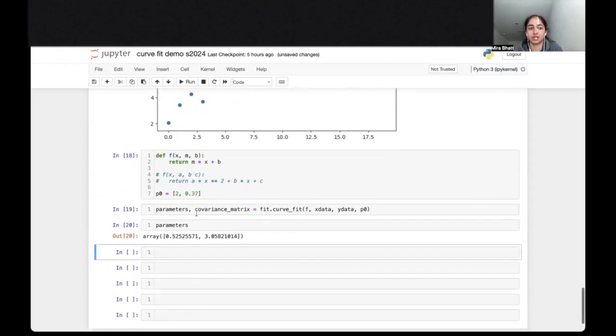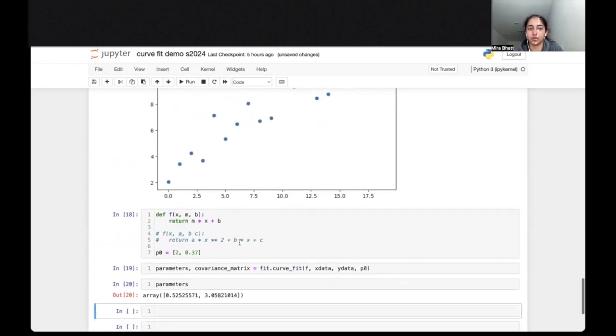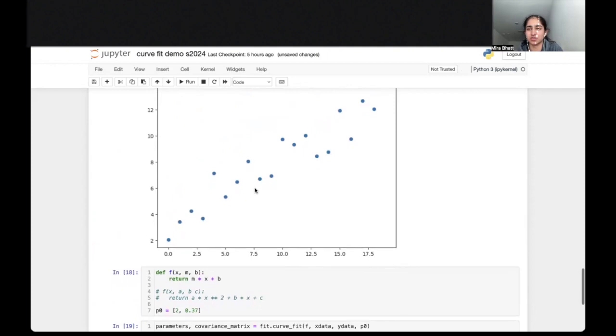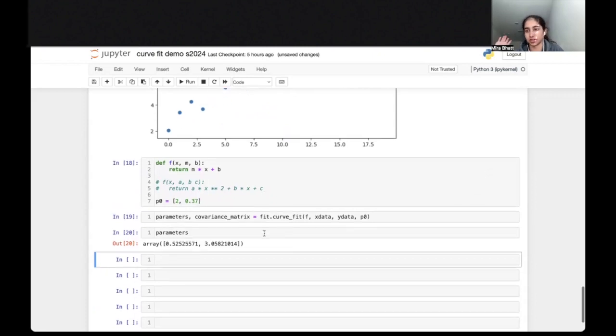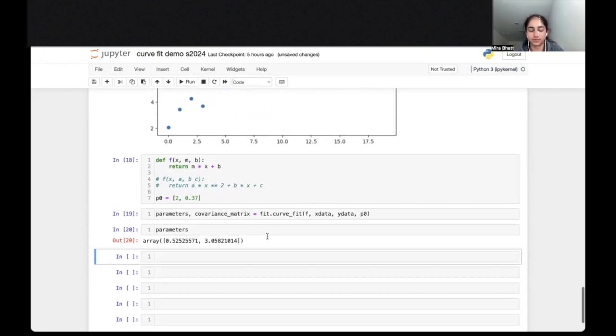You may also notice that I left the initial guesses swapped. And in this case, and for polynomial functions in general, your initial guesses don't matter too much. For more complex functions, you will have to be more careful about the values that you put in. But for simple functions like this, it's totally fine to be a little bit off.